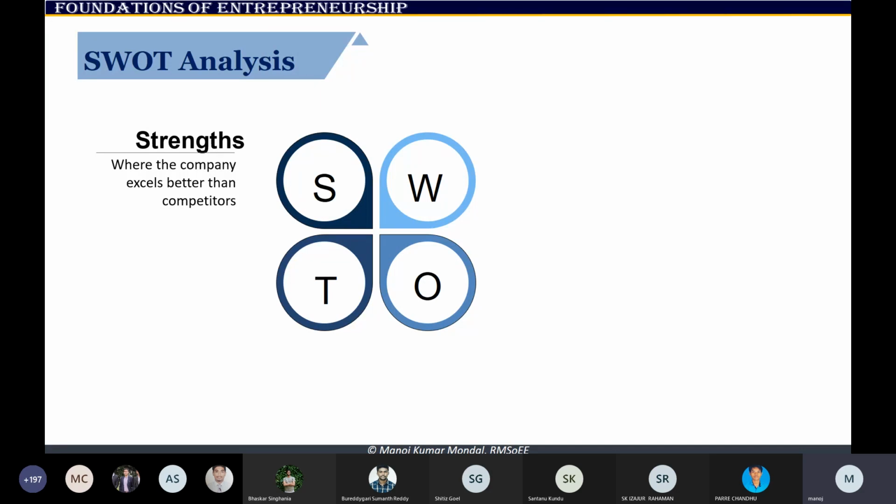SWOT stands for strengths, weaknesses, opportunities and threats. I see that many students give presentations and they know about it left and right, perhaps even better than me at times. A strength means, in your company, there are things that competitors cannot compete with, meaning you do something better than competitors, and that is your strength.